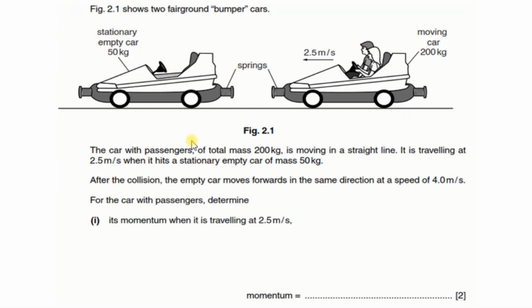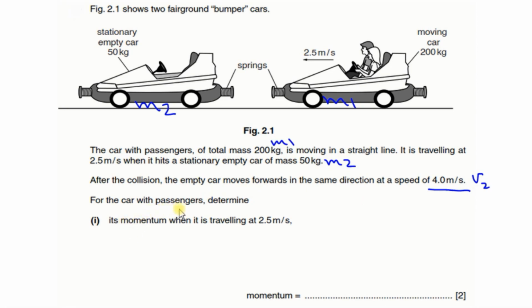Figure 2.1 shows two fairground bumper cars, a stationary empty car of 50 kg in front of a moving car that has passengers, traveling to the left by 2.5 meters per second. After the collision, the empty car moves forward in the same direction at a speed of 4 meters per second. So if we call this one m1 and this is m2, so this would be v2 since this is after the collision, and this is the m1 here and this is the m2 there.